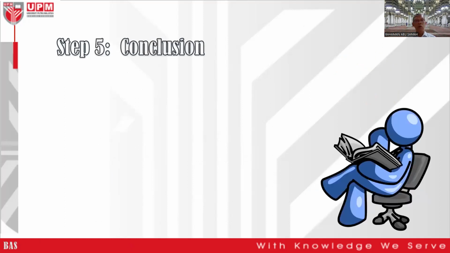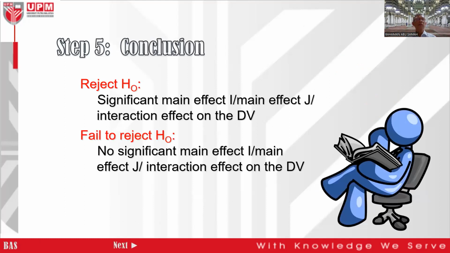And finally, for the conclusion, if we were to reject the null hypothesis, we say there is a significant mean or interaction effect on the DV. That is, there is a significant mean effect of factor 1, mean effect of factor 2, and also an interaction effect between I and J on the DV, if we were to reject the null hypothesis.